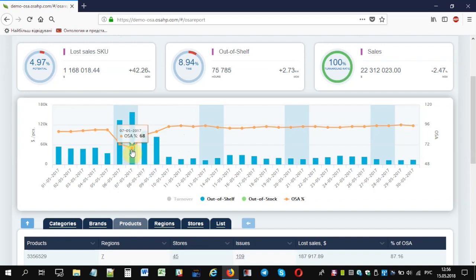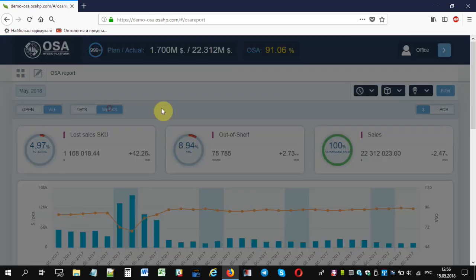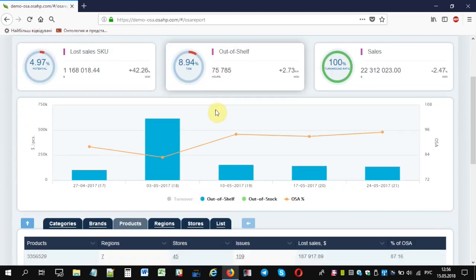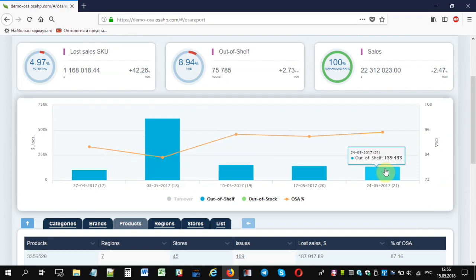The date for this data is May 7, 2017. The OSA level was at 68%. Within this figure, the level of lost sales is close to 180,000. Let's enlarge the picture. Here we can see the situation on a weekly, not just daily basis, which makes it easier to analyze the situation.